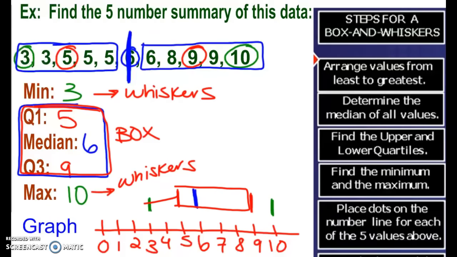Then we draw our box around them. My whiskers are a little slanted, but you get the idea. That's what your box and whiskers should look like, maybe a little neater than mine.